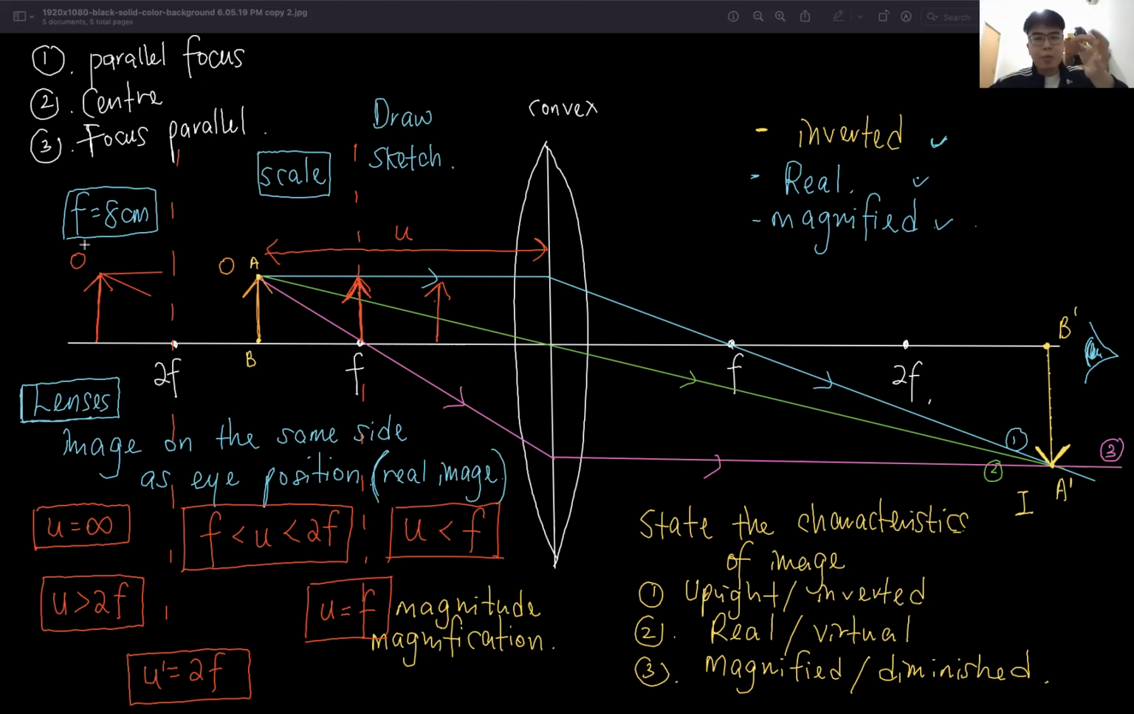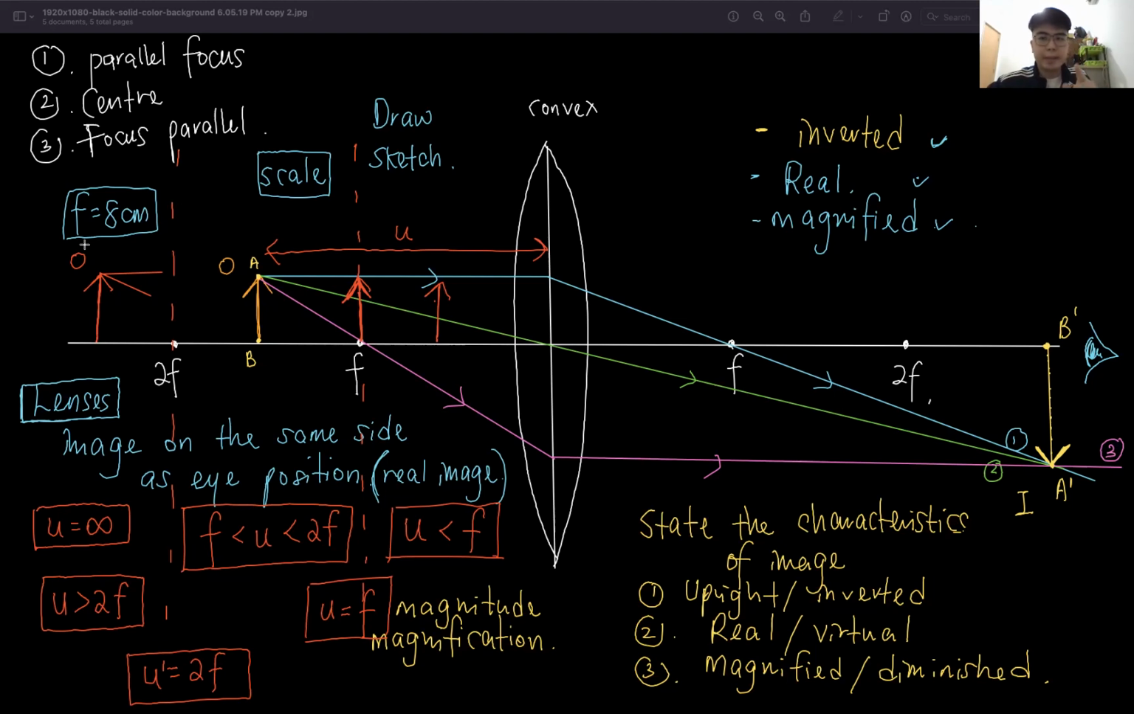Now, depending on where you place your object, you're going to get different results of the image. That is one unique behavior of the convex lens. Sometimes you will get a magnified image. Sometimes you will get a diminished image. Sometimes you get virtual. Sometimes you get real. Okay, so depending on these different characteristics, there are many applications that you can do with the convex lens.